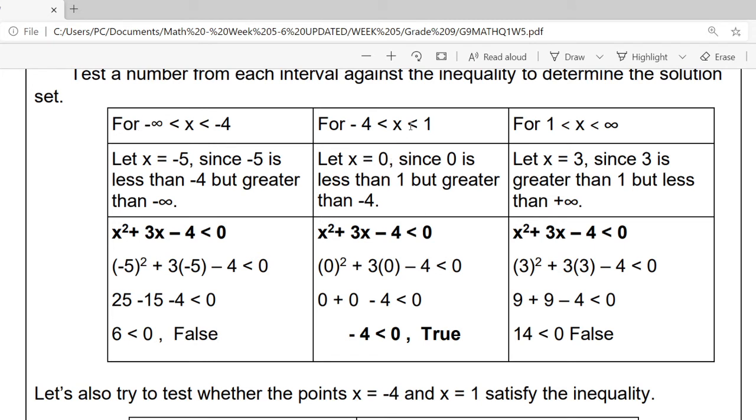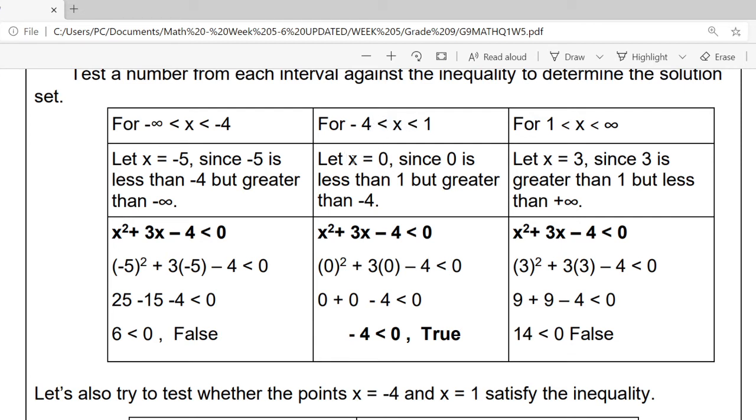Next, we will choose again a test point from the interval greater than negative 4 but less than 1. What are the numbers in between? It can be negative 3, negative 2, negative 1, 0. So you can choose any from those to be your test points, that is in between the interval.